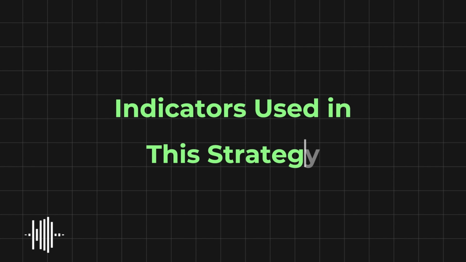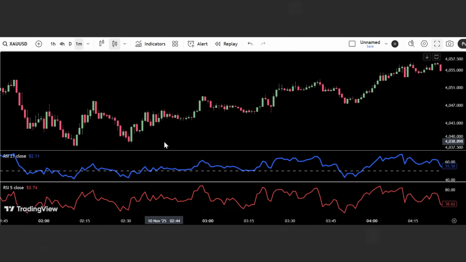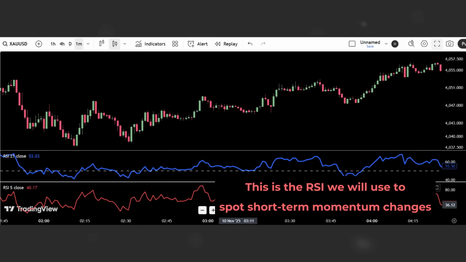Indicators used in this strategy. Alright, before we jump to the chart, let's talk about what we are going to use. In this strategy, we will use two RSI indicators. The first one, the fast RSI, is very sensitive and reacts quickly to price changes. This is the RSI we will use to spot short-term momentum changes.